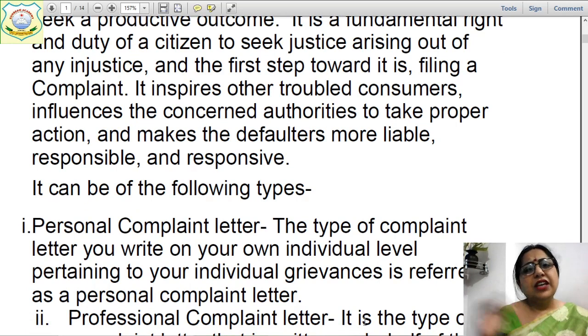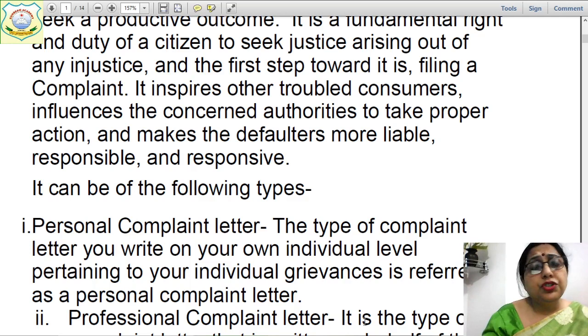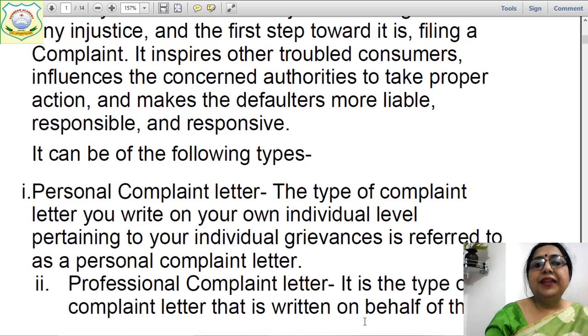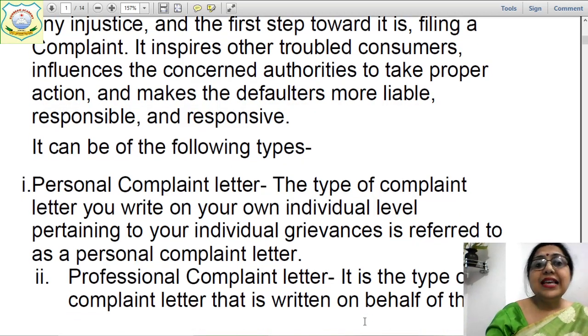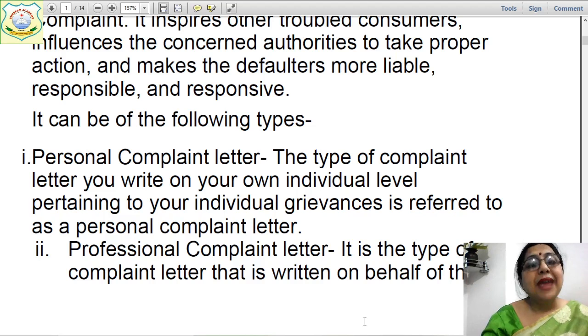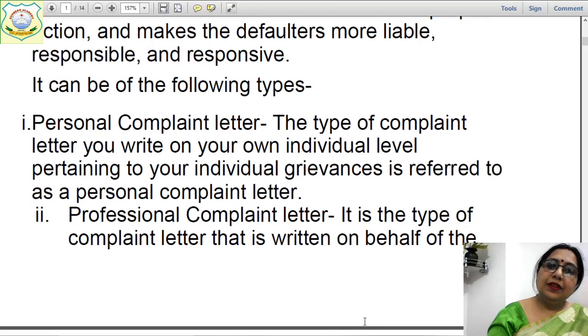Now, children, I have just made it very clear to you in this PDF why we write the complaint letter. I think you are getting it, as I've used very simple language. The first step toward it is filing a complaint. It inspires other troubled consumers, influences the concerned authorities to take proper action, and makes the defaulters more liable, responsible, and responsive.